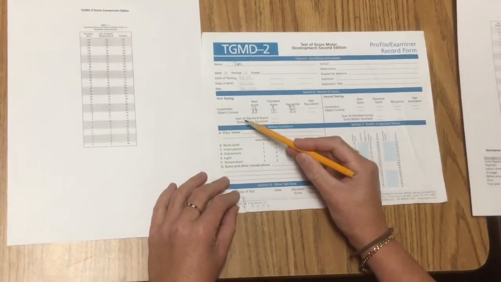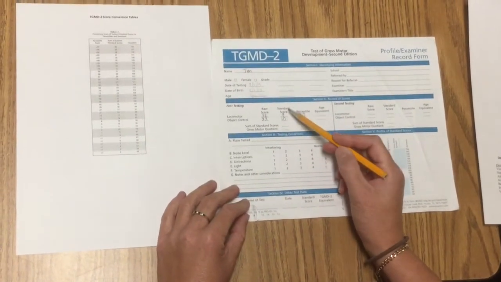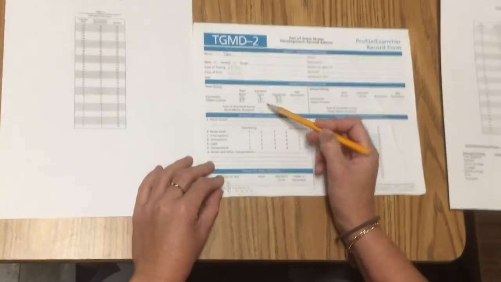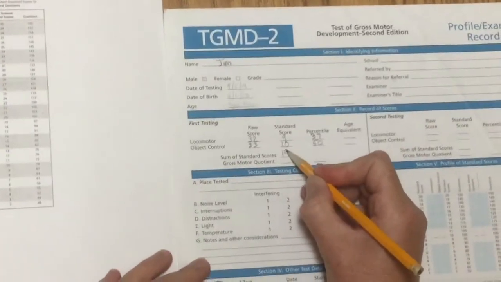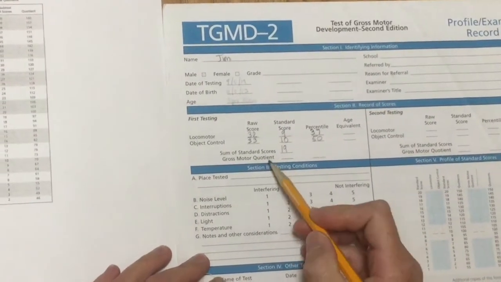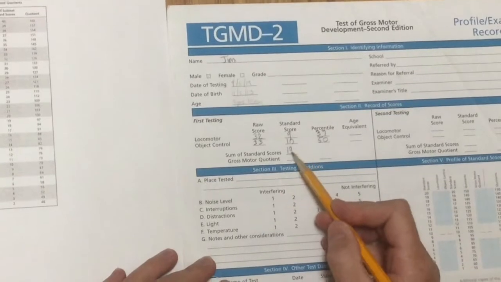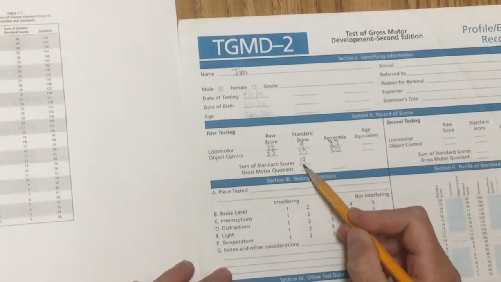Now we're going to calculate the sum of the standard scores. So I'm going to take this 9 and 10 and add them together. And we've got 19. I'm going to write 19 right there. So once we've got our 19, we're going to figure out the gross motor quotient.